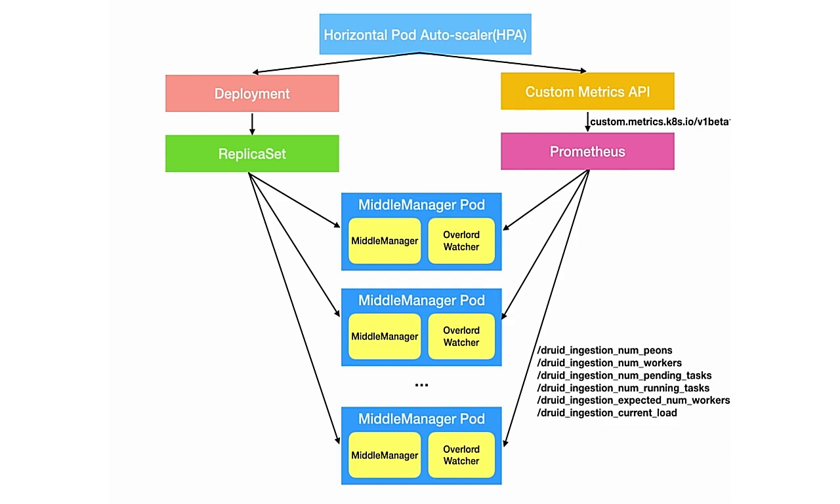As you can see, a yellow box means a container in a pod. Middle manager pod contains two containers. The first one is for middle manager process, and the other is for overload watcher application, which is to expose custom metrics to Prometheus. HPA checks the custom metrics regularly and determines the number of replicas. The value of replicas affects the number of middle manager pods.